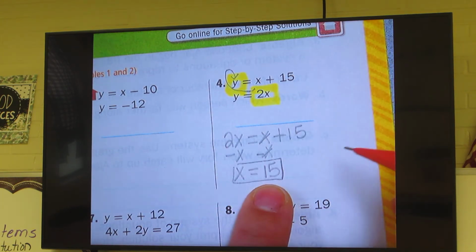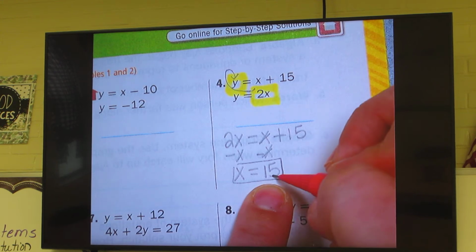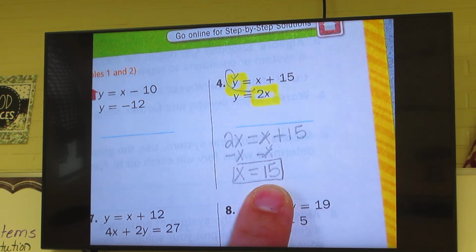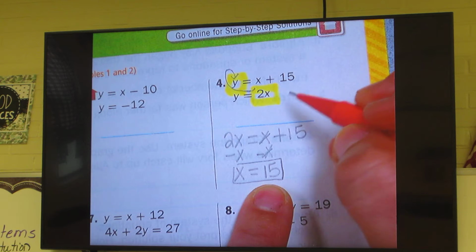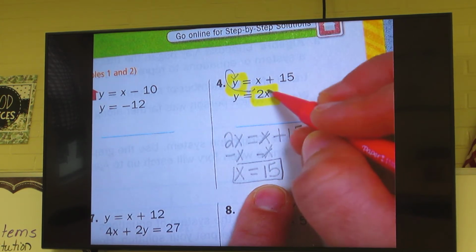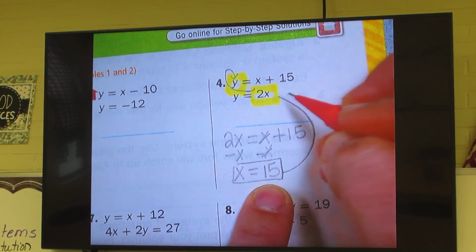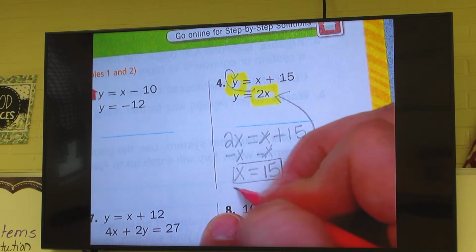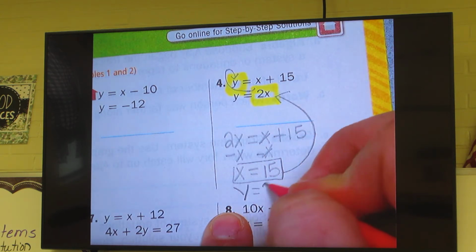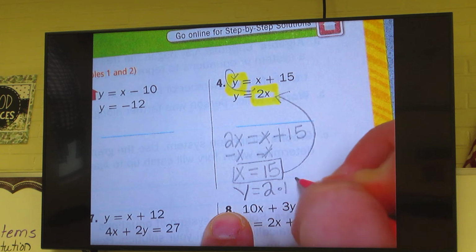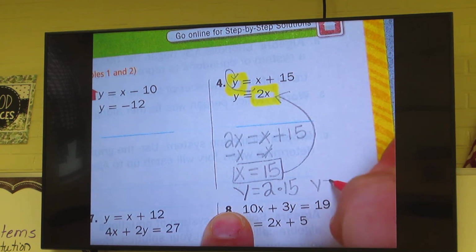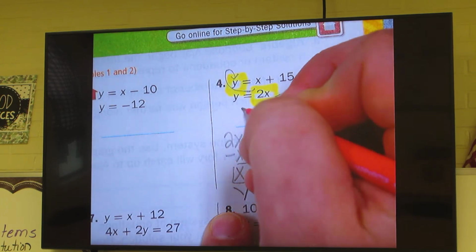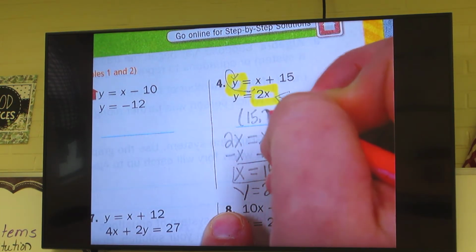Alright, so we know that x is 15, so you can take 15, put it back into either expression to solve for your y for this particular problem. My students like this multiplication expression today though. So we're going to take the 15 and we're going to plug it back into y equals 2x. So we'll have y equals 2 times 15, which gives us 30. So our solution will be 15, 30.